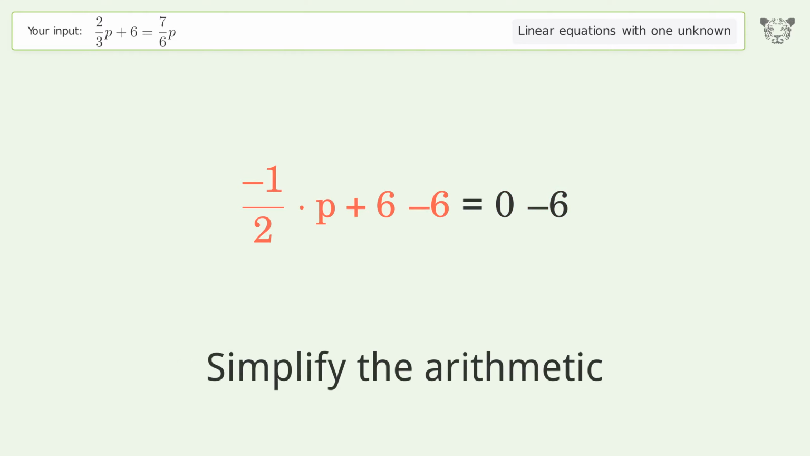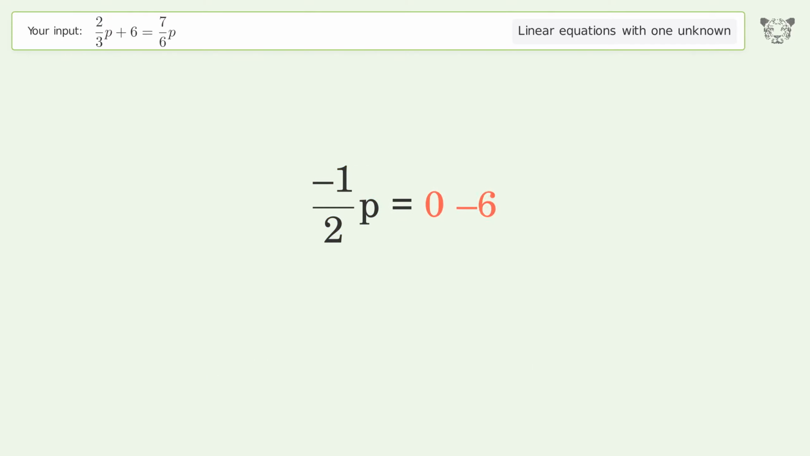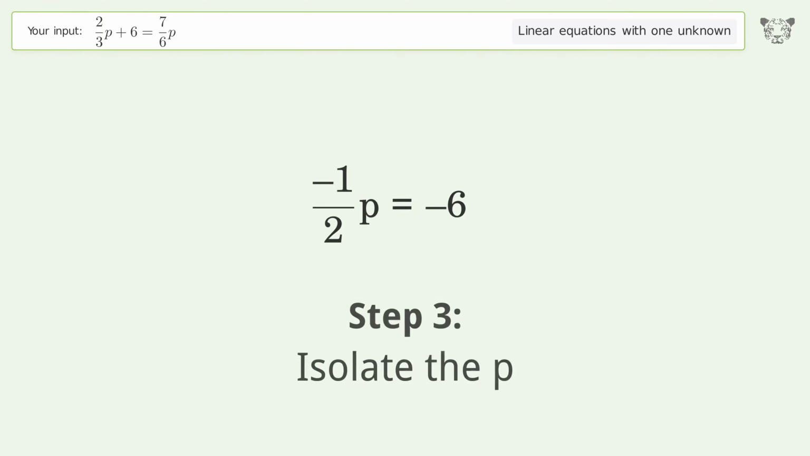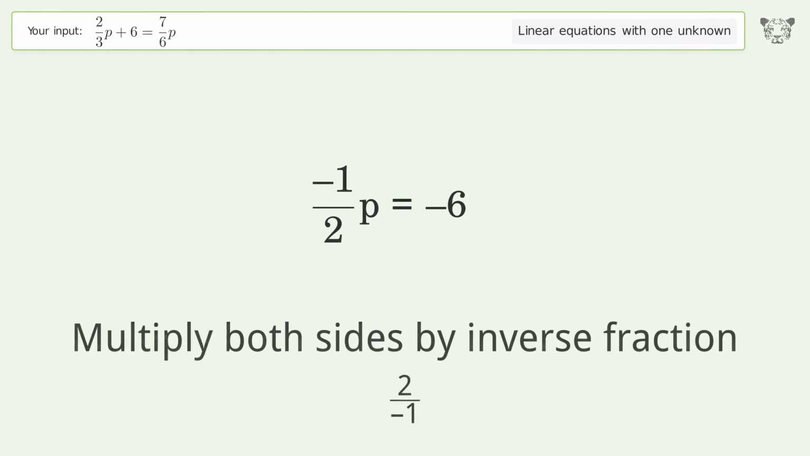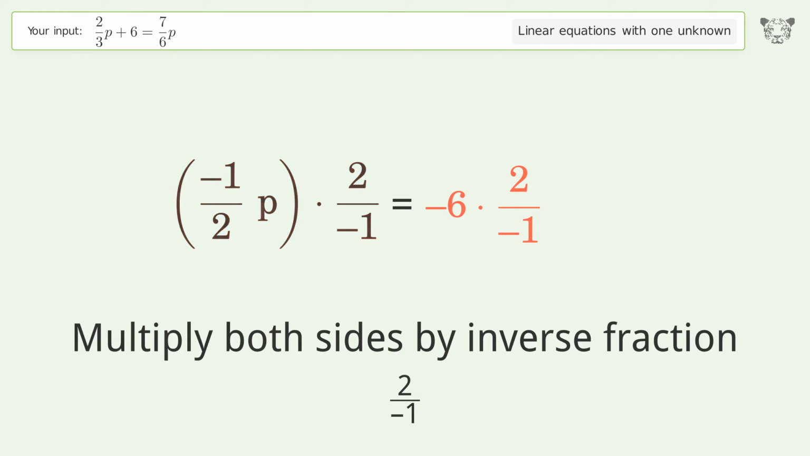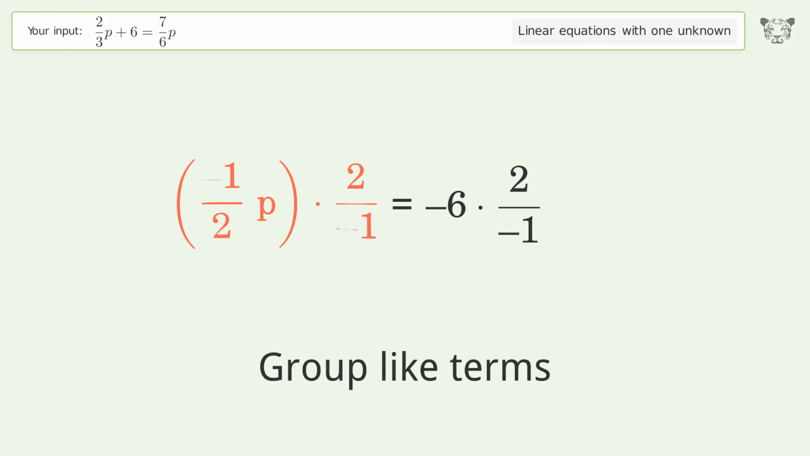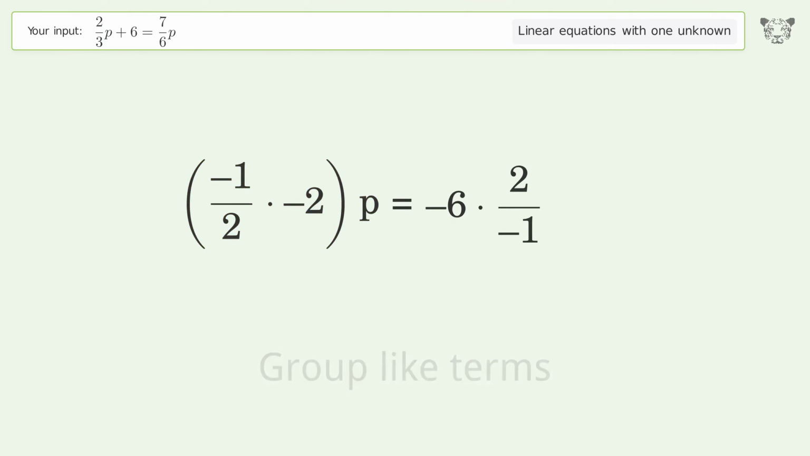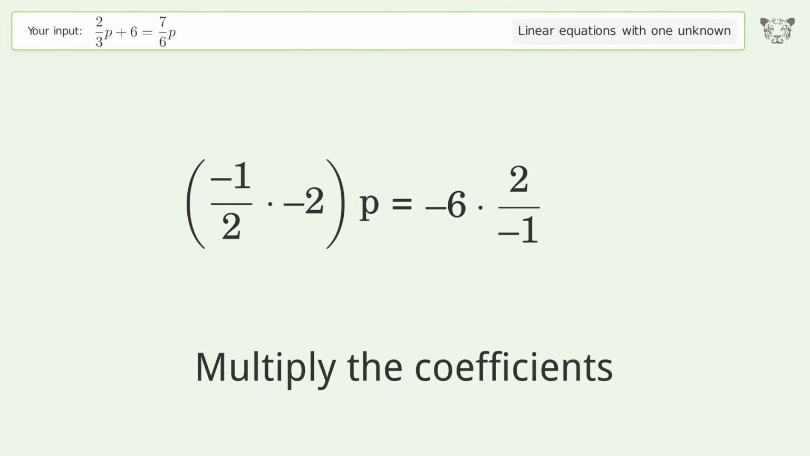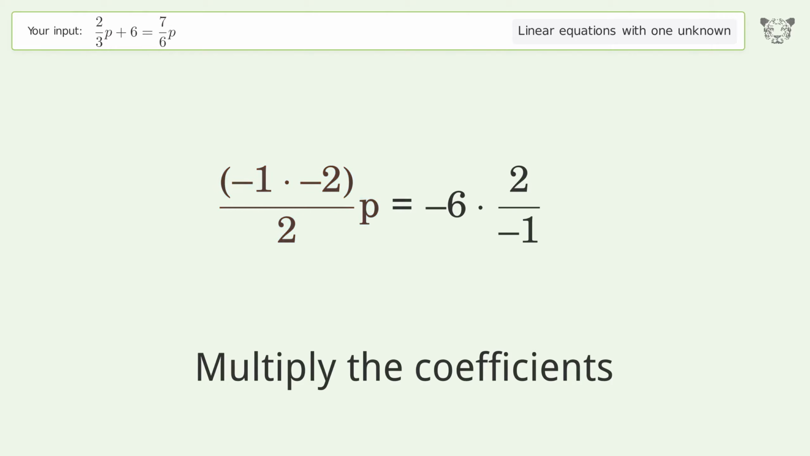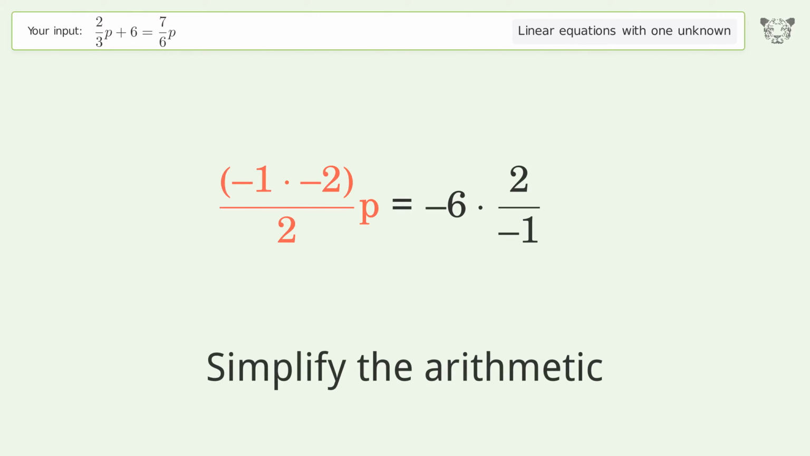Simplify the arithmetic. Isolate the p. Multiply both sides by inverse fraction 2 over -1. Group like terms. Multiply the coefficients. Simplify the arithmetic.